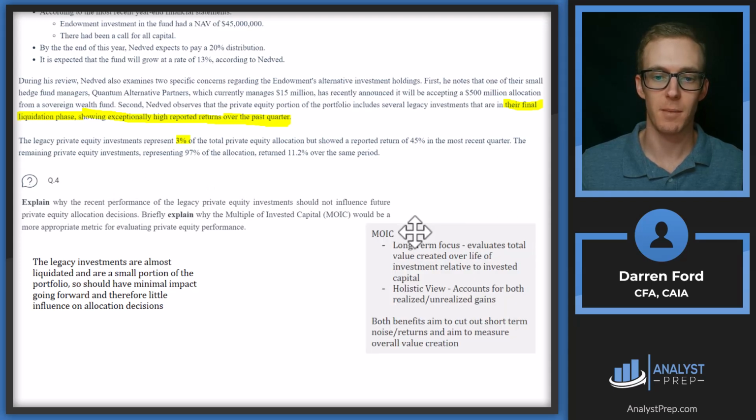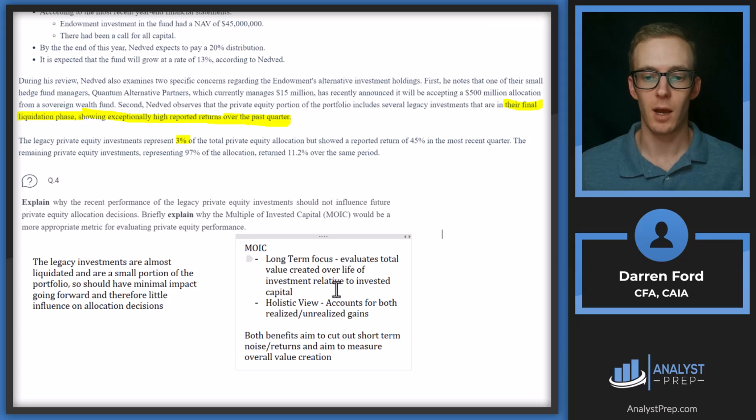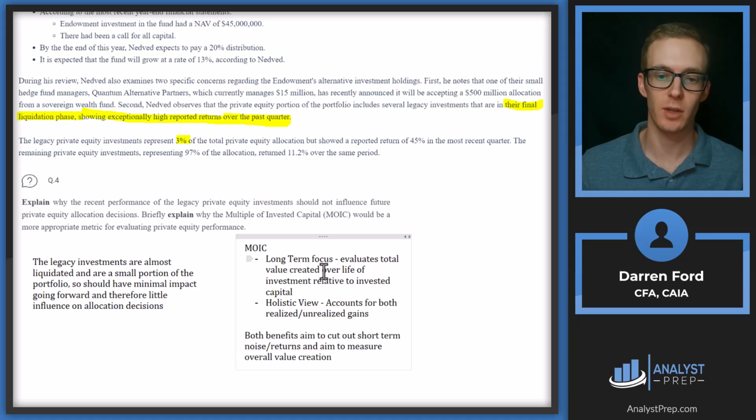Second part is talking about MOIC and why it's generally an appropriate metric for PE performance. So a couple things here. Long-term focused. So it evaluates total value created over the life of investment relative to investment capital. So it doesn't necessarily focus on those short-term results. It's really focusing on that long-term value creation and not taking into account when the returns are created, whether that's early in the life of the fund or investment or later in the life.